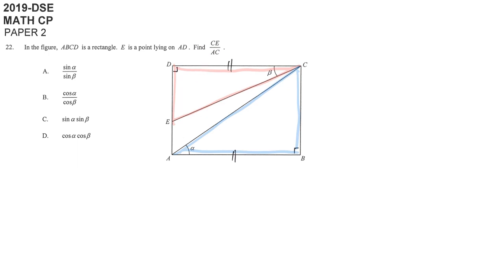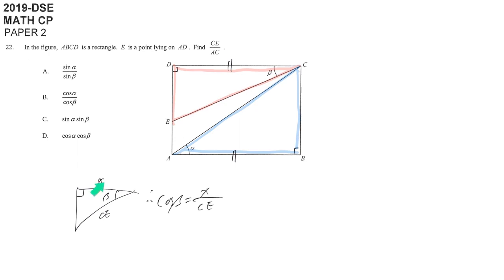So looking at the red triangle first, right angle, beta, and then this is our target CE. And then I want to connect to this line X. So observing this triangle, to this angle, we have adjacent, we have hypotenuse. We should use cosine ratio. Cosine beta is equal to X divided by CE.